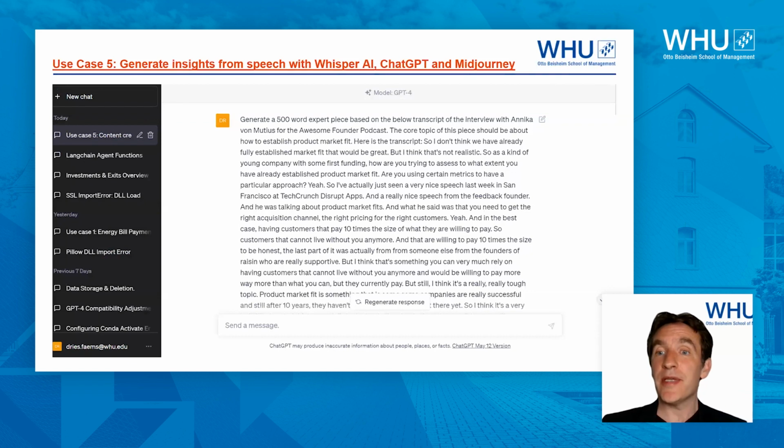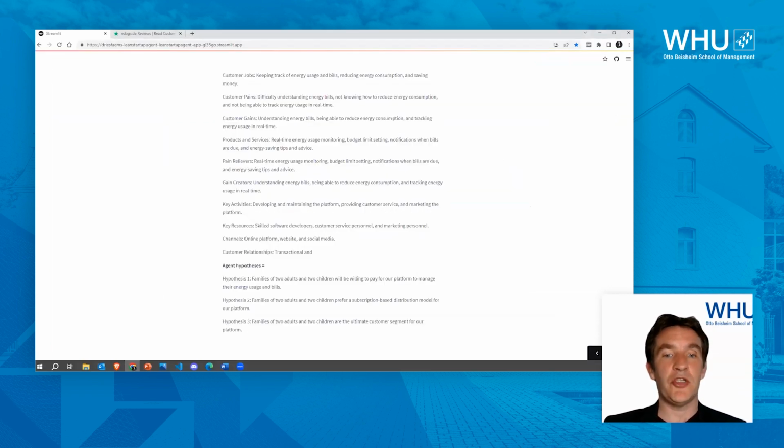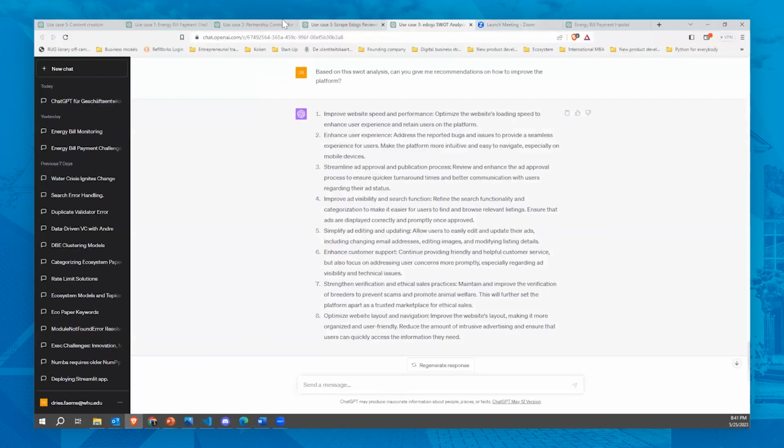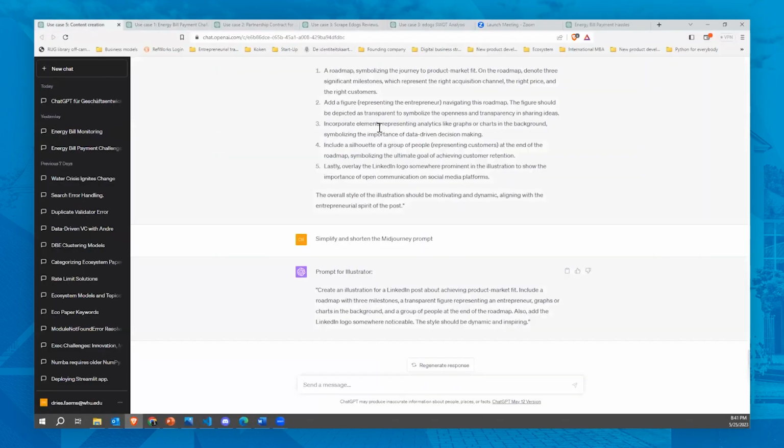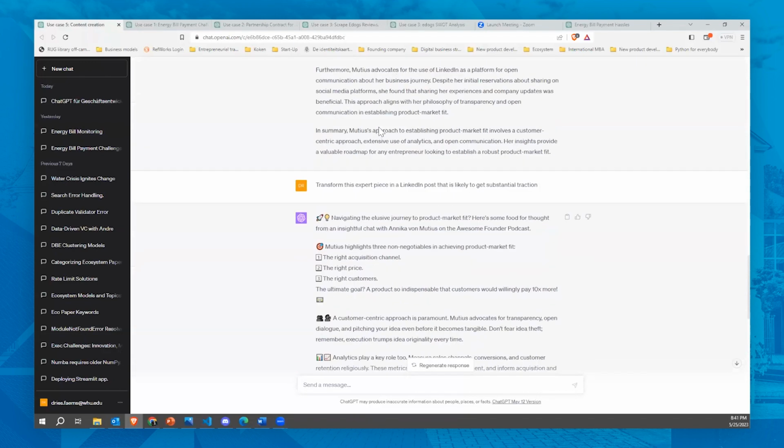And then again, we can use that text to go to ChatGPT. And again, let me show you how that works. So let me show you the example. And here again, the logic is similar to what we discussed before.